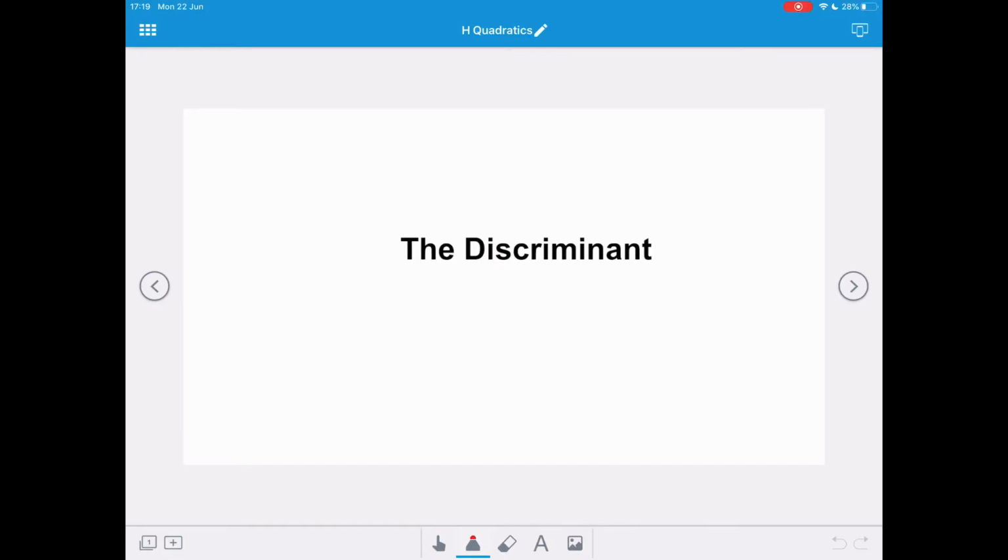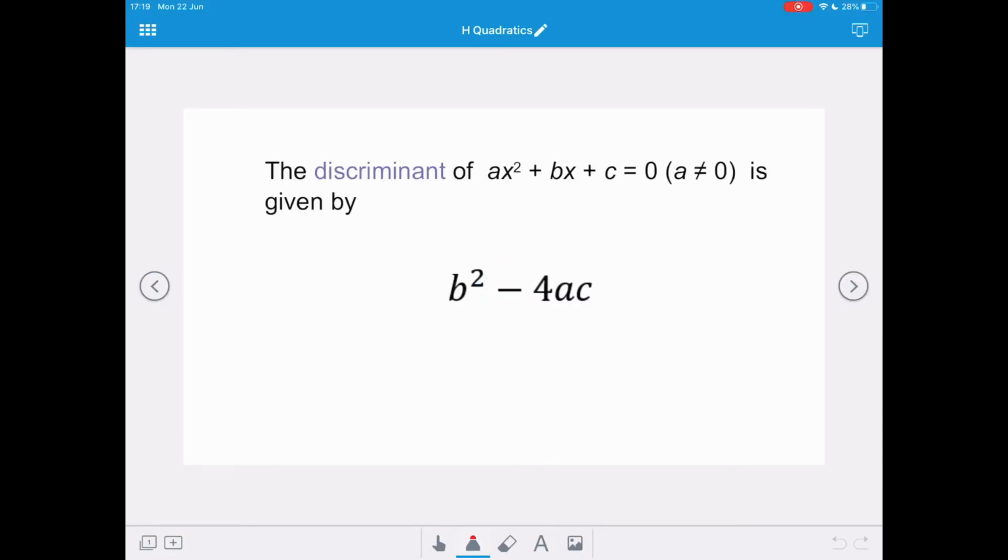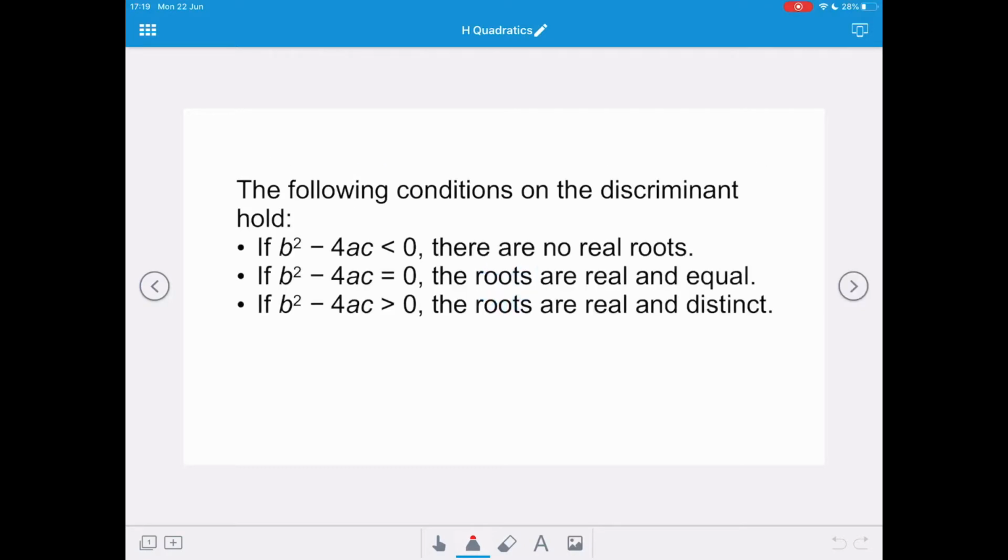So let's look at the discriminant. The discriminant of ax squared plus bx plus c equals 0, when a isn't 0, is given by b squared minus 4ac. Now the following conditions on the discriminant hold. If b squared minus 4ac is less than 0, there are no real roots, because you can see that the curve doesn't cut the x-axis at all.